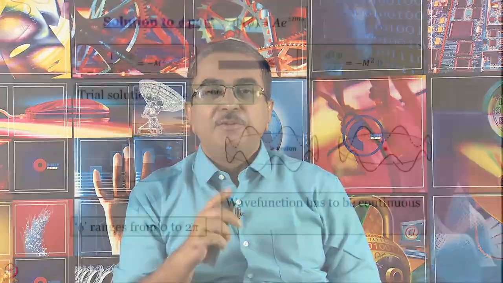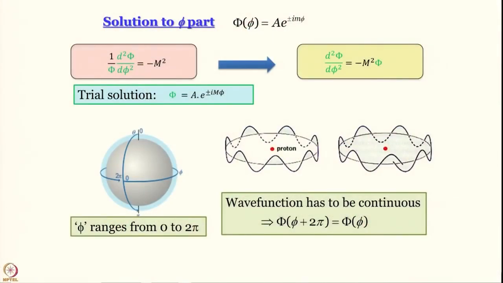So, we should have single valued, not continuity, I made a mistake, sorry. At the same point, the wave function must have the same value. So, from here, what we can say is, I do not know why I have written continuous. Single valued is the correct answer. So, capital phi at small phi plus 2 pi essentially is equal to capital phi at phi. Okay? Since this occurs with a period of 2 pi, this is called a periodic boundary condition.